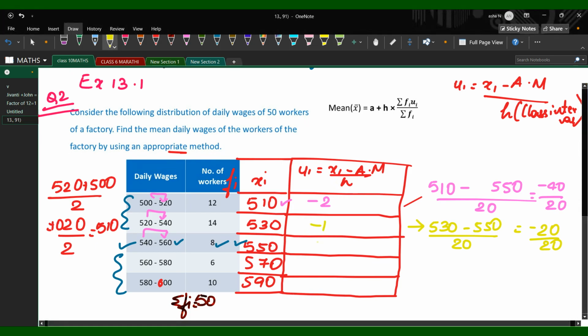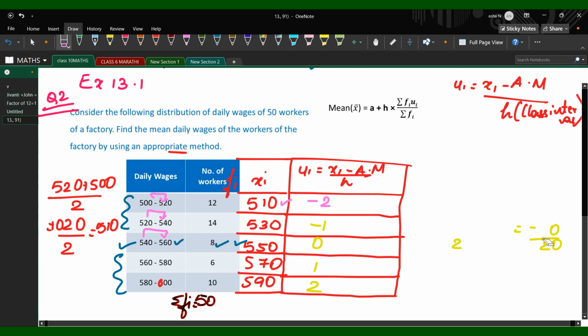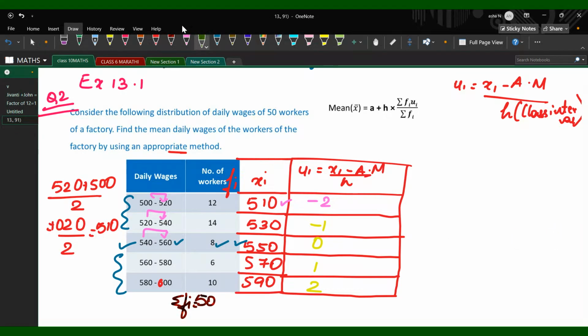Here it will be 0. Here it will be positive 1. Here it will be 2. Any doubt, any confusion with this? Okay, now the next step, what we have to find out is f_i u_i.